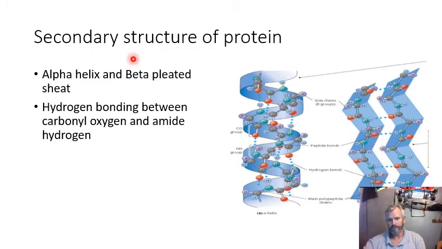The secondary structure is alpha helix or beta sheet. Some have all alpha helixes, some have all beta sheet, and some proteins have both an alpha helix in one area of the protein and a pleated beta sheet in another region of the protein. It just depends on the protein. But now we're starting to give this protein a three-dimensional shape.